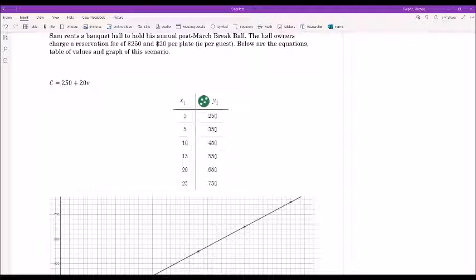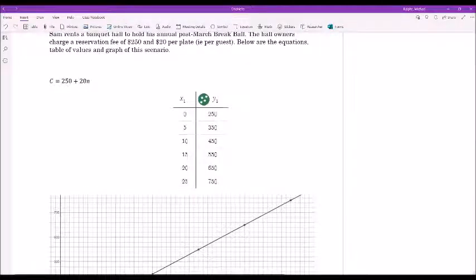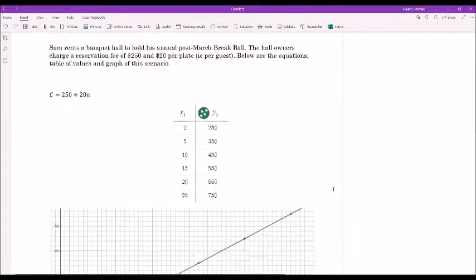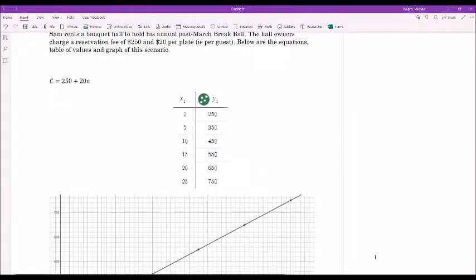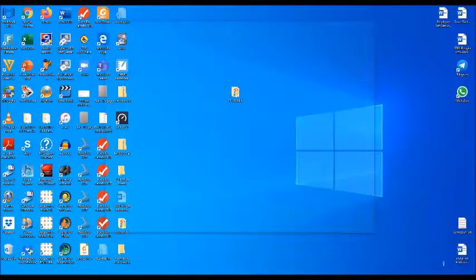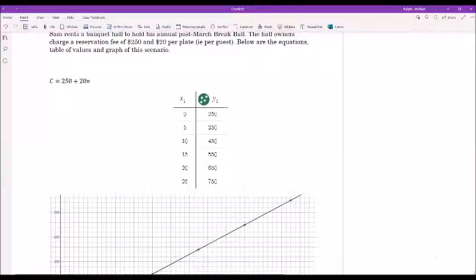So let's start off with an example, which we've done some of these in the past. I'm just going to go through it, and then we'll build on this in the next video. So we've got Sam, who wants to rent a banquet hall, and the banquet hall charges a reservation fee of $250 and $20 per plate, or $20 per guest.